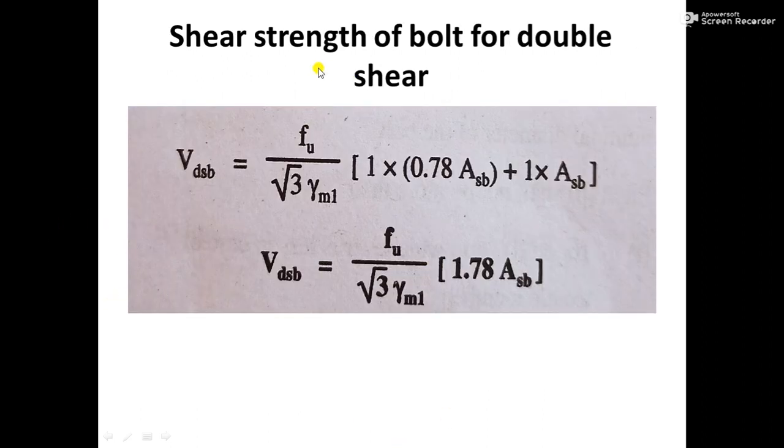Then the shear strength of bolt for double shear. In double shear we are going to consider the numbers as 1 and 1. Here Fu is ultimate stress, F for stress, U for ultimate stress. Gamma is the partial factor of safety for bolts. Here is the design shear strength in bolt. This formula is used for double shear.